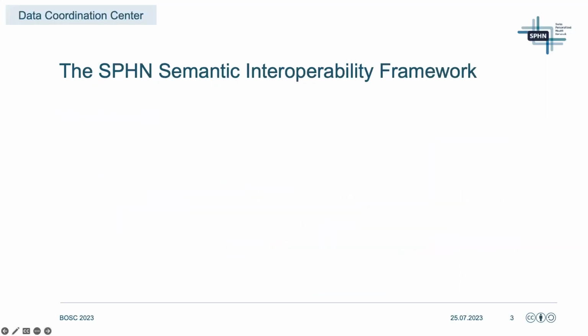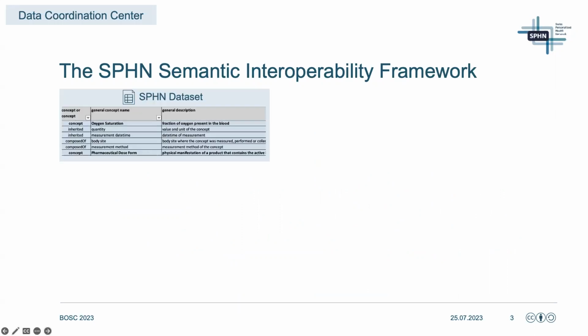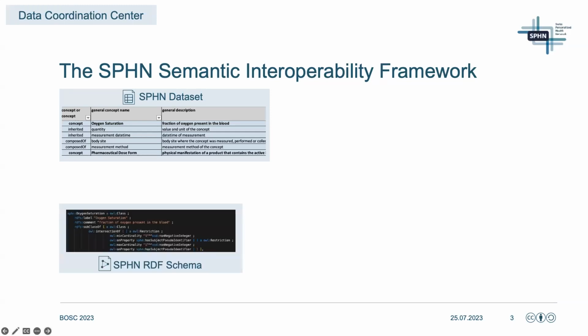This talk mainly focuses on Pillar 2, how from the semantics we move into a formal representation. The Data Coordination Center is coordinating the infrastructure development for semantic interoperability and has built the SPHN dataset, which is an Excel file that defines the semantics of the data. From the SPHN dataset, an SPHN RDF schema is built to encode the semantics into a standard and flexible format.